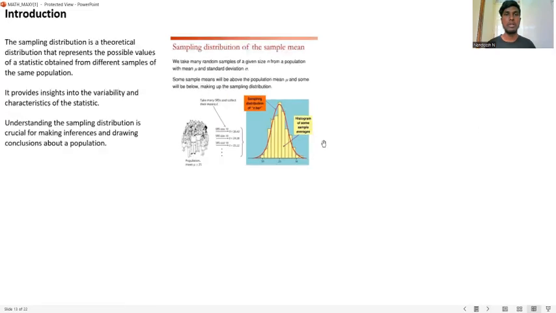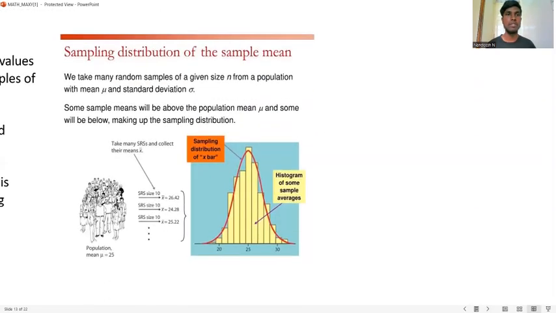In sampling, we can take a random sample of a given size from a population with mean mu and standard deviation sigma. Some sample means will be above the population mean mu and some below, giving the sampling distribution.